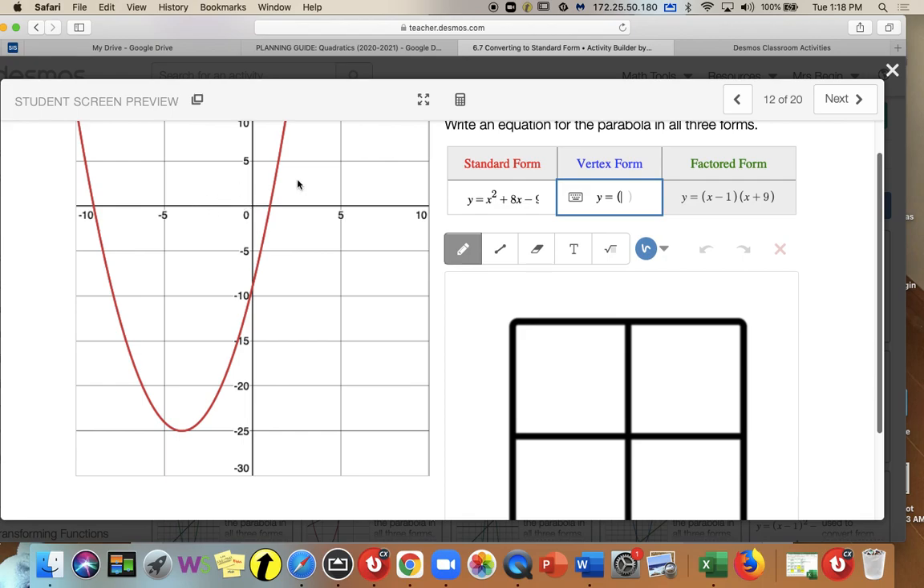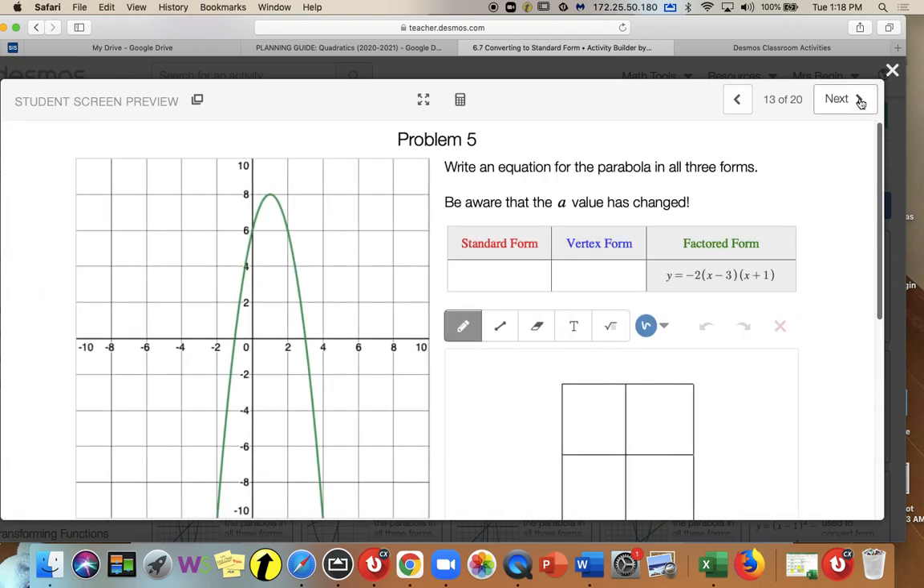I'm going to guess 4, so x plus 4, and I'll square that. And then down 25. Oh, that was a pretty good guess. All right, I wonder if I can change that? No, I can't. Okay. Next problem.